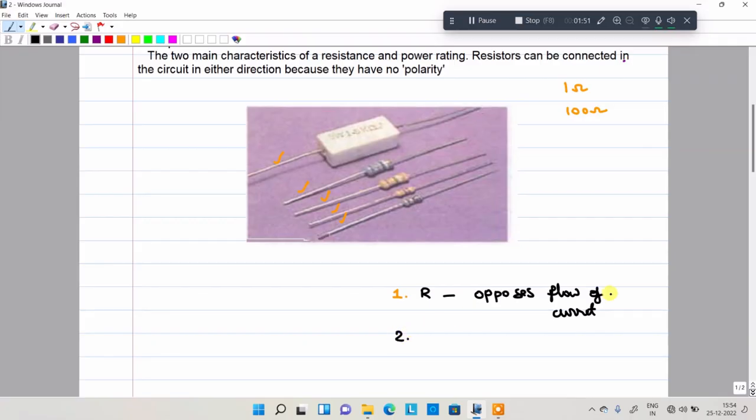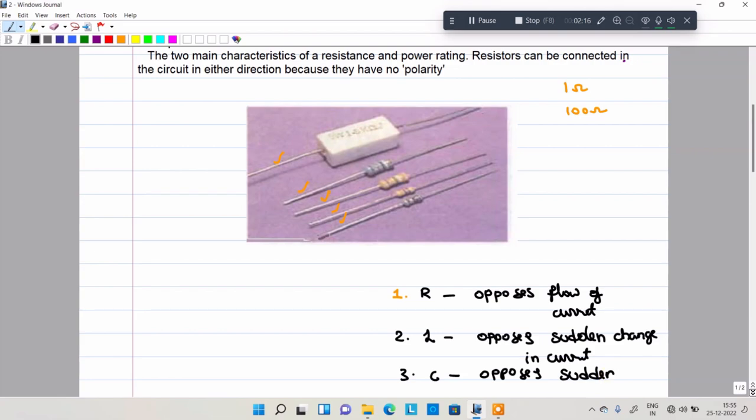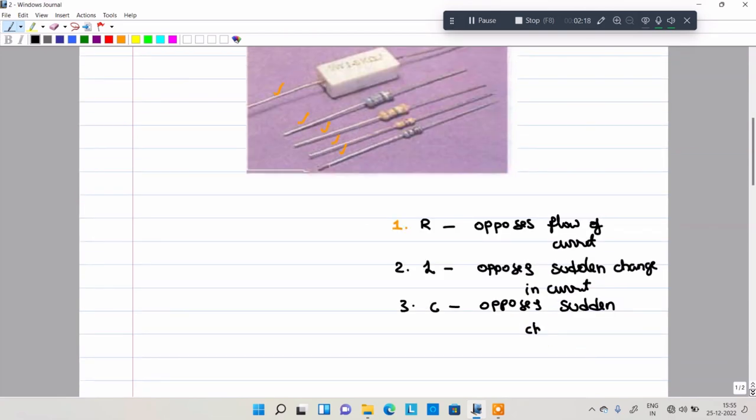Another point I mentioned in the introduction is also very important. Inductor opposes sudden change in current. Everyone is following. The third one, capacitor opposes sudden change in voltage. You will see these 2 points later in the inductor and capacitor class.